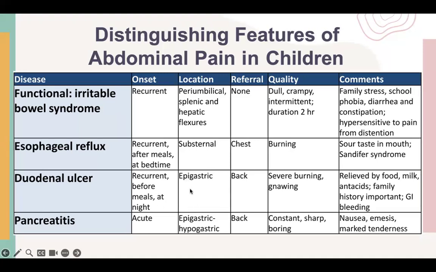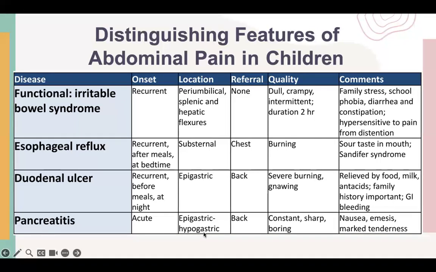Duodenal ulcer again can be epigastric pain radiating to the back, severe burning. Typically it is relieved by food. When it comes to reflux and gastritis, they are aggravated by food, whereas duodenal ulcer is relieved by food.